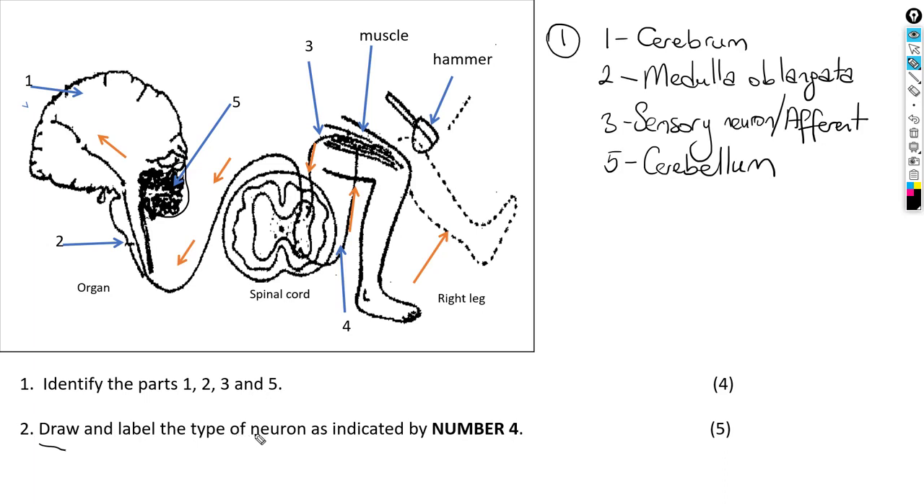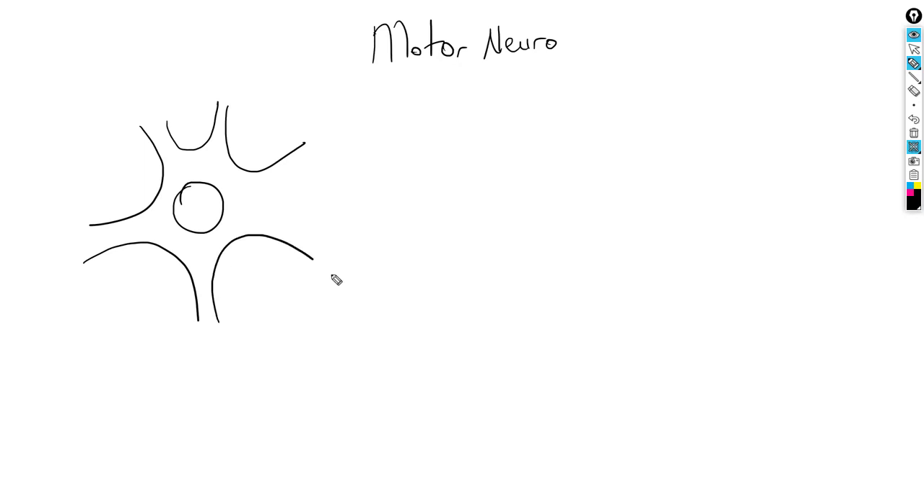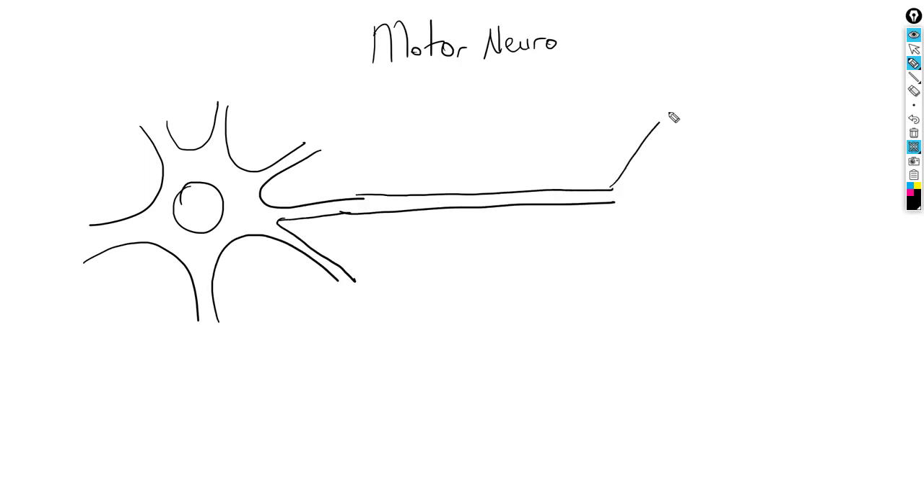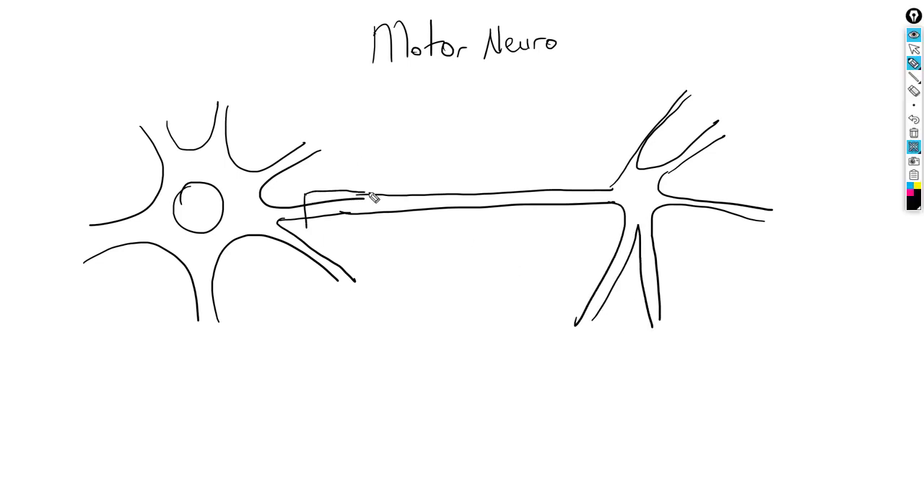Then question number 2 asks us to draw and label the type of neuron as indicated by number 4. Here it is, and this is a neuron taking impulses from the CNS to the muscles, which are effectors. In life sciences, when we draw tables, graphs and diagrams, guys, we mustn't forget to put a caption for them. In this case, this will be the name of the neuron, that is motor neuron. Let's now label this. These parts are going to be dendrites.